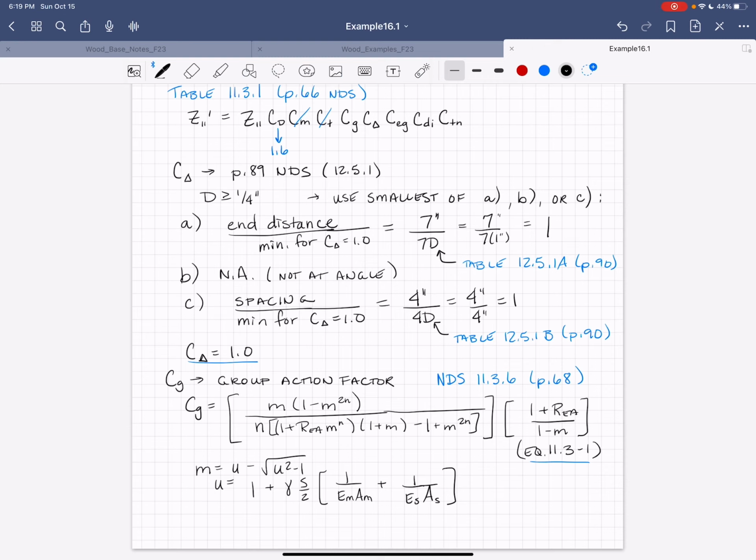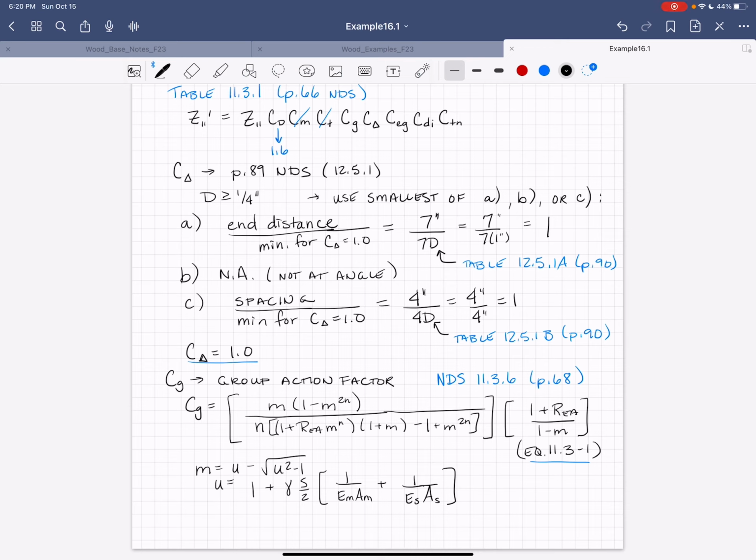Okay. So we also need C sub G, and C sub G is called the group action factor, so the grouping of bolts. If you go in the NDS, it's in section 11.3.6 or page 68, and you will see this equation there. It's equation 11.3-1, and it's a fairly long equation, but nothing too complex.